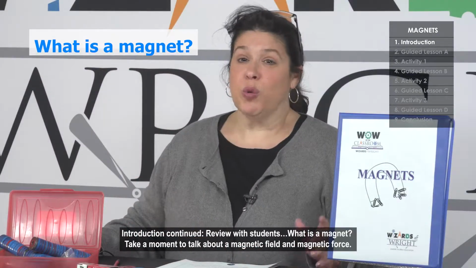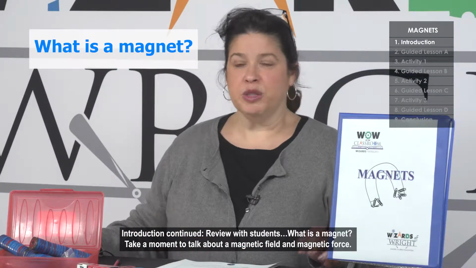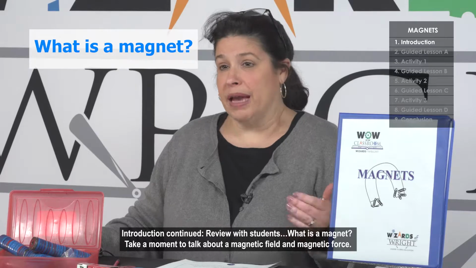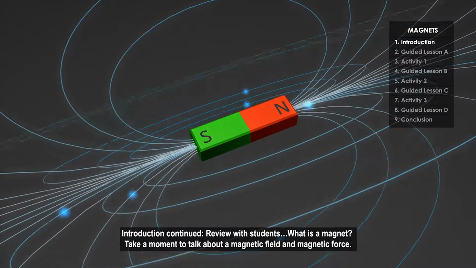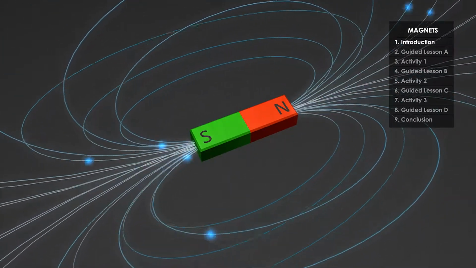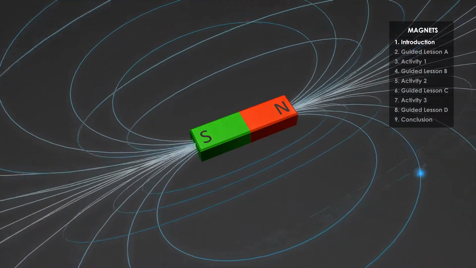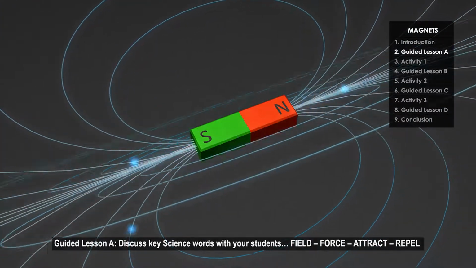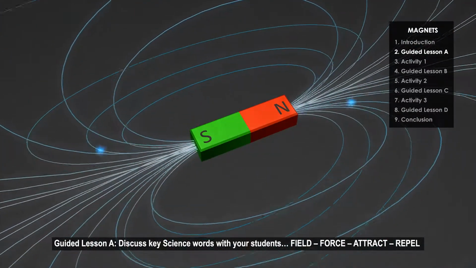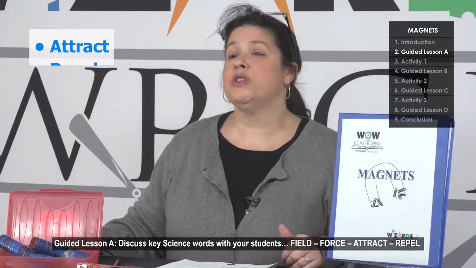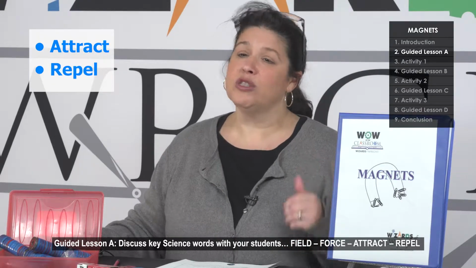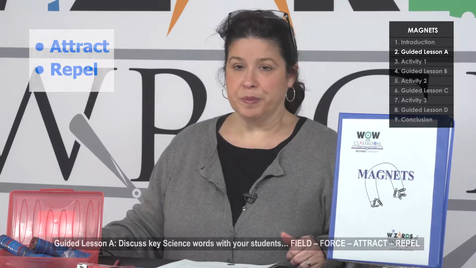Review with the students what is a magnet. Ask them to define it, ask them how magnets work when they've used them. Talk about a magnetic force and a magnetic field. Explain to students that that magnetic field is invisible, but it is what is doing the work for the magnet. Talk about the magnetic field producing the force that attracts the other objects. Use the words attract and repel, and talk to students about what those words mean.